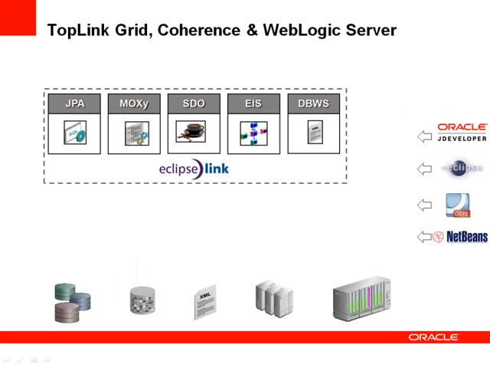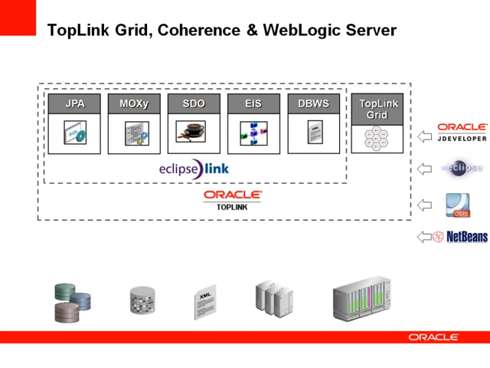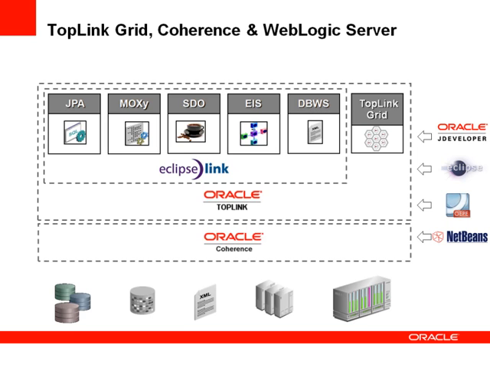At its core, we have open source EclipseLink, which is the JPA reference implementation and also has capabilities for XML, service data objects, enterprise information systems, and database web services. TopLink Grid is a commercial offering from Oracle that builds support into EclipseLink and layers on data grid capabilities from Coherence on top of EclipseLink. We have tooling choices for our developers to use either Oracle JDeveloper, Eclipse, Oracle Enterprise Pack for Eclipse, or NetBeans.